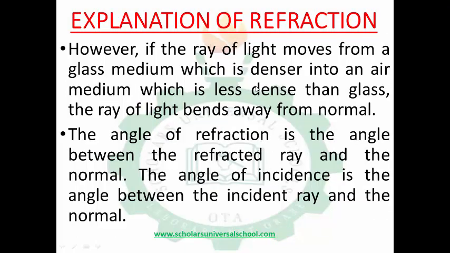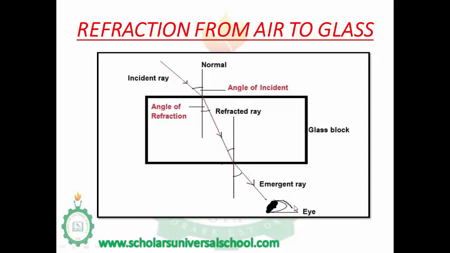But if it moves from a denser medium to a less dense one, that is from glass to air, it will bend away from the normal. The last one we talked about, if it's moving from less dense to denser medium, it will move towards the normal. But if it's moving from denser medium to less dense, it will move away from the normal. The angle of refraction is the angle between the refracted ray and the normal. The angle of incidence is the angle between the incident ray and the normal.